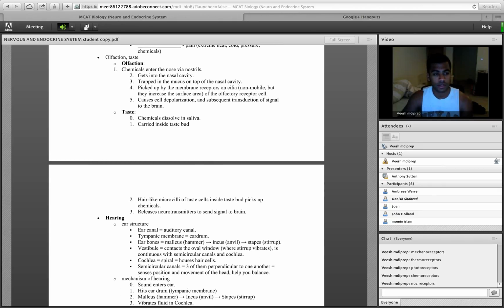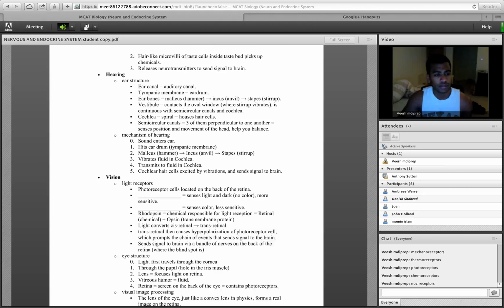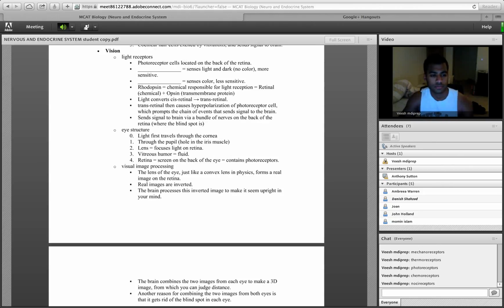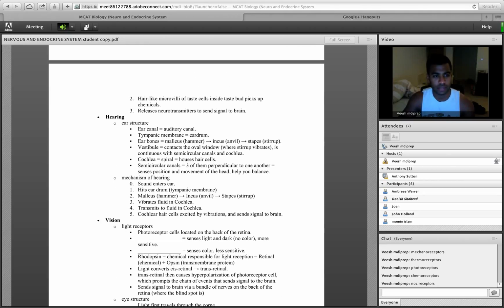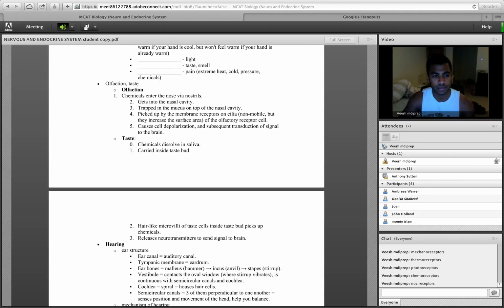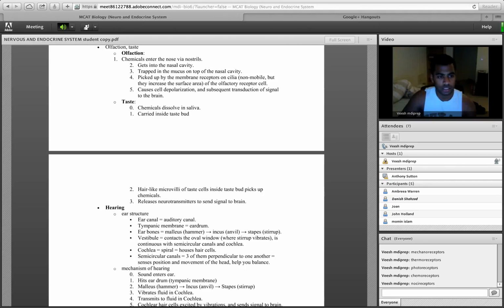Now we'll talk a little bit about these different senses. This part is not super important for the MCAT because in my experience I haven't really seen it that much in passages, but you should still know it because the AAMC says you're supposed to know it. The first sense that we're going to talk about is olfaction. So that's the sense of taste.